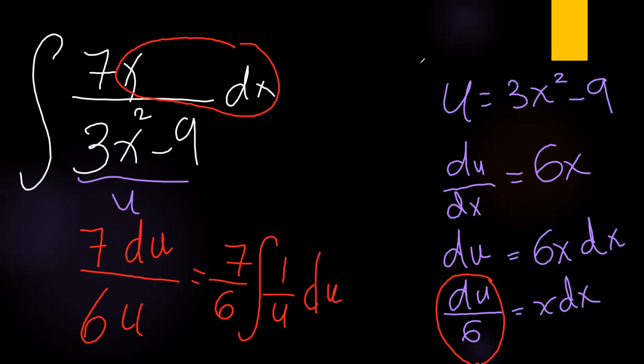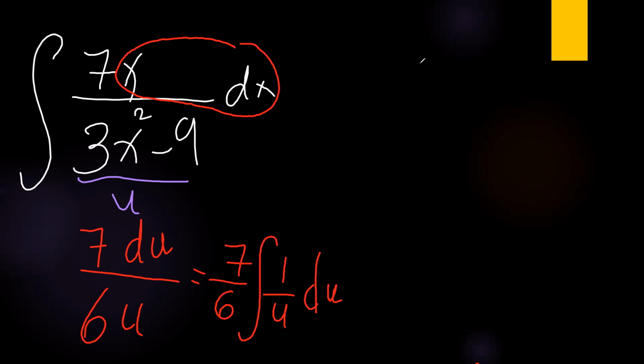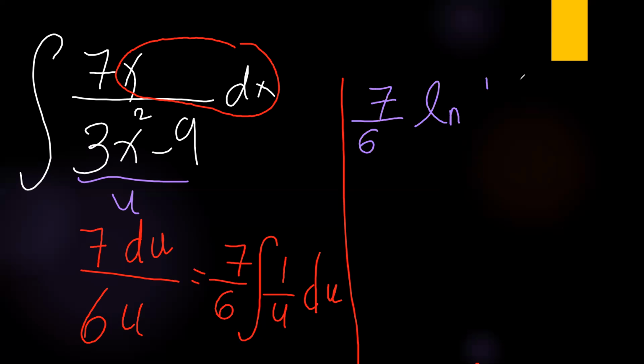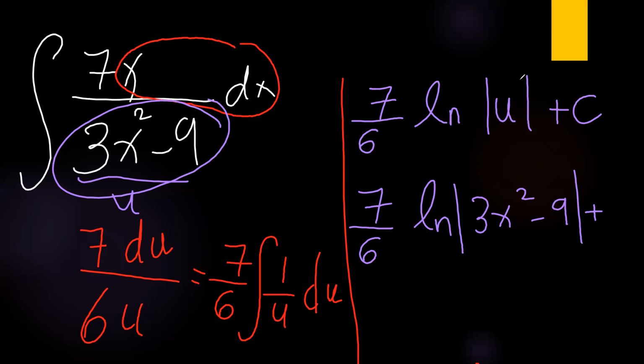Then the integration of 1 over u is ln u. So I will say it is 7 over 6 ln u plus c. Now I will replace u with 3x squared minus 9 plus c. This is now the integration of 7x over 3x squared minus 9.